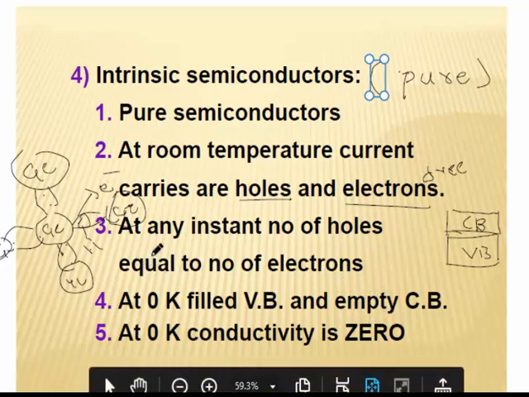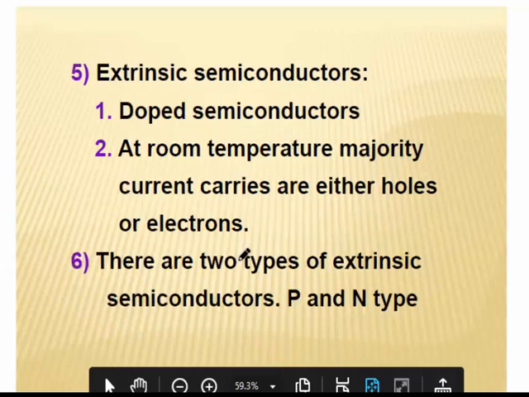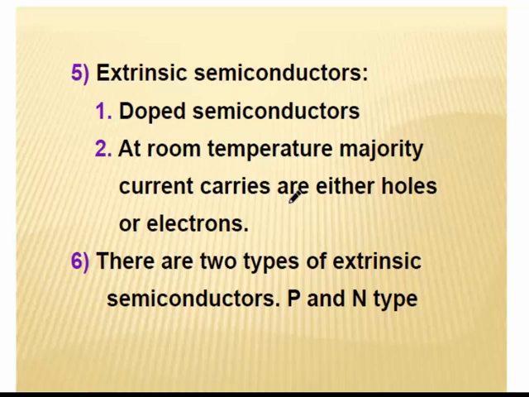And if you increase the temperature, conductivity also increases. Next topic, fifth point is extrinsic semiconductor. Extrinsic semiconductors are also called impure semiconductors. Impure means some impurities are added to these semiconductors. That's why they are called doped semiconductors, meaning the impurity is added.